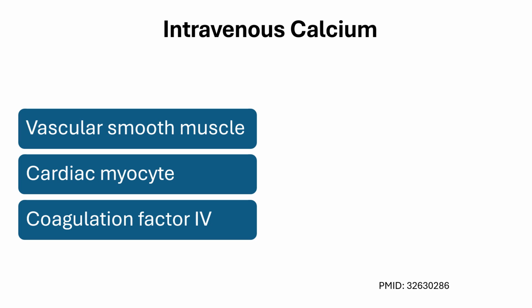Next, we'll talk about intravenous calcium. Intravenous calcium increases the vascular smooth muscle tone and cardiac myocyte contraction. So it's a vasopressor and an inotrope. Also, recall that calcium is known as coagulation factor 4 and plays an important role in the coagulation cascade.